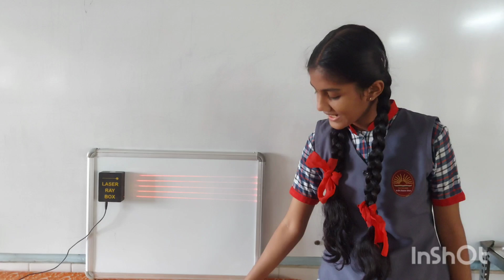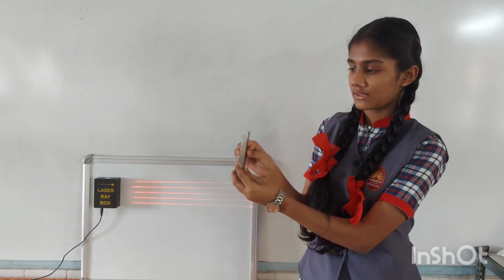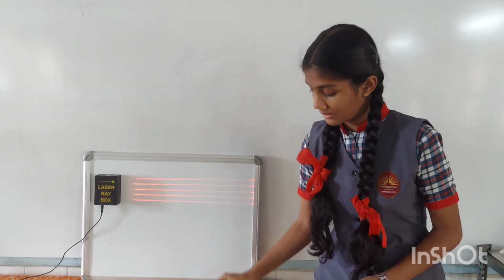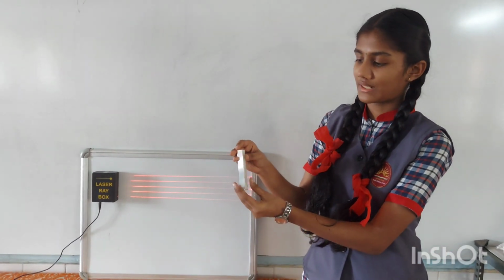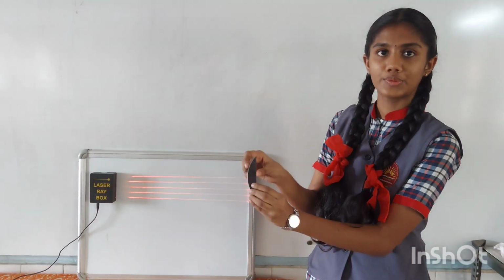These are mostly found in mirrors. To demonstrate reflection through different mirrors, first we are taking a plane mirror, a concave mirror, and a convex mirror. Now let's see reflection through a plane mirror. The incident rays of light are parallel to each other. Now I am going to keep a plane mirror. The reflected rays are also parallel to each other.